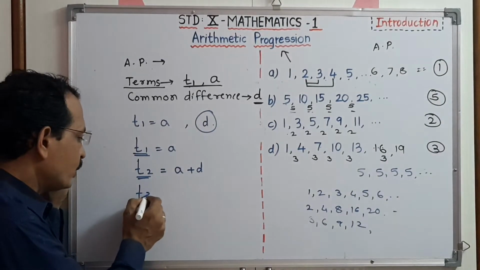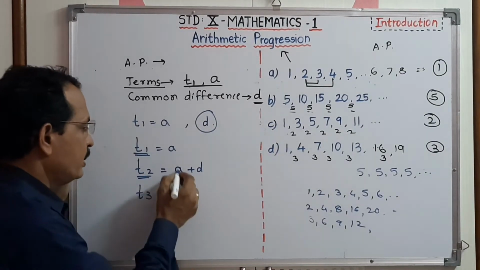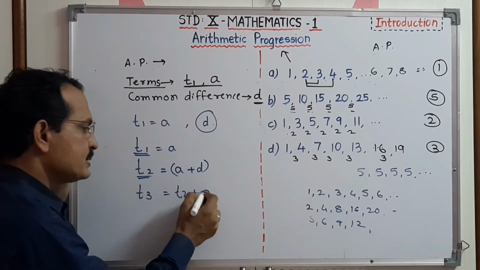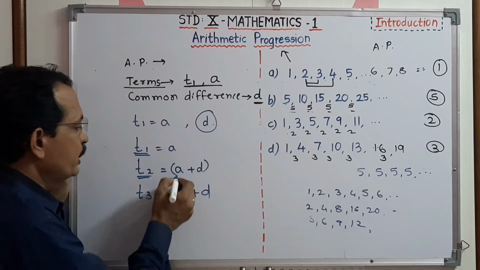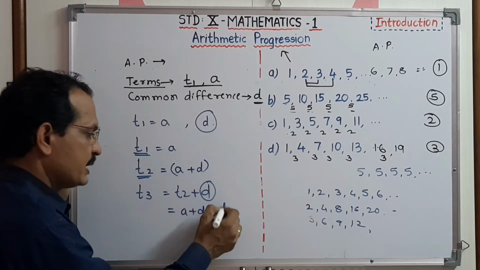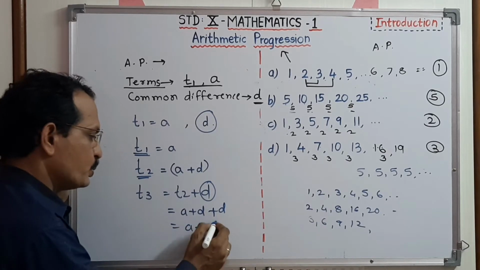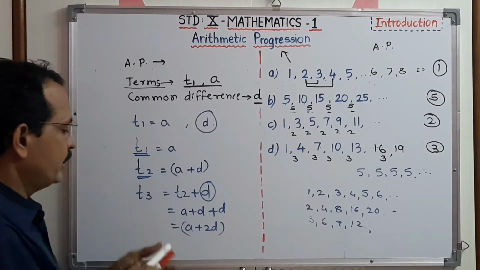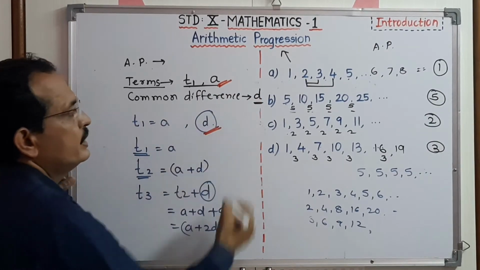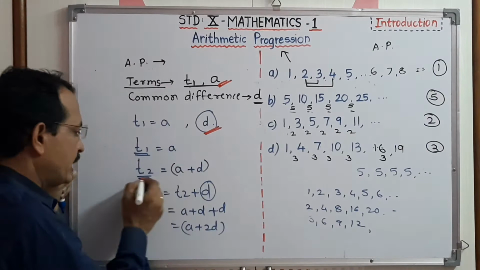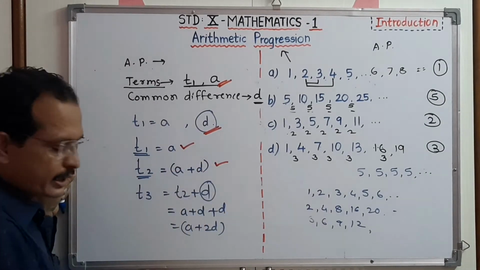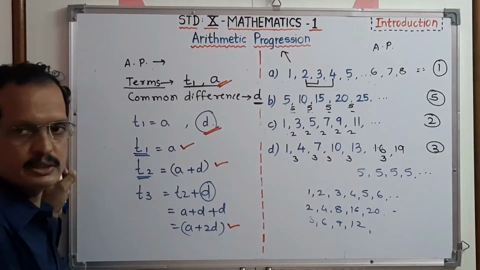Now we have to find out T3. Then T3 will be T2 plus D. Now what is T2? T2 means A plus D, plus this common difference D, therefore A plus 2D. That means when A is the first term and D is the common difference, then that sequence will be A, then A plus D is the second term, then A plus 2D is the third term.